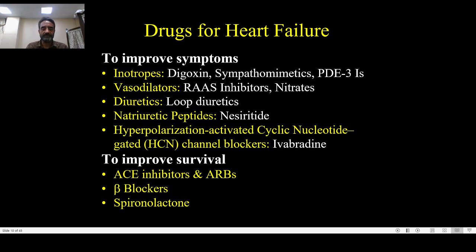Then those drugs which are used to improve survival: there are ACE inhibitors, angiotensin receptor blockers. Then there are beta blockers. Then there is spironolactone, which is a potassium sparing diuretic. All these drugs have been shown to improve survival in various studies.